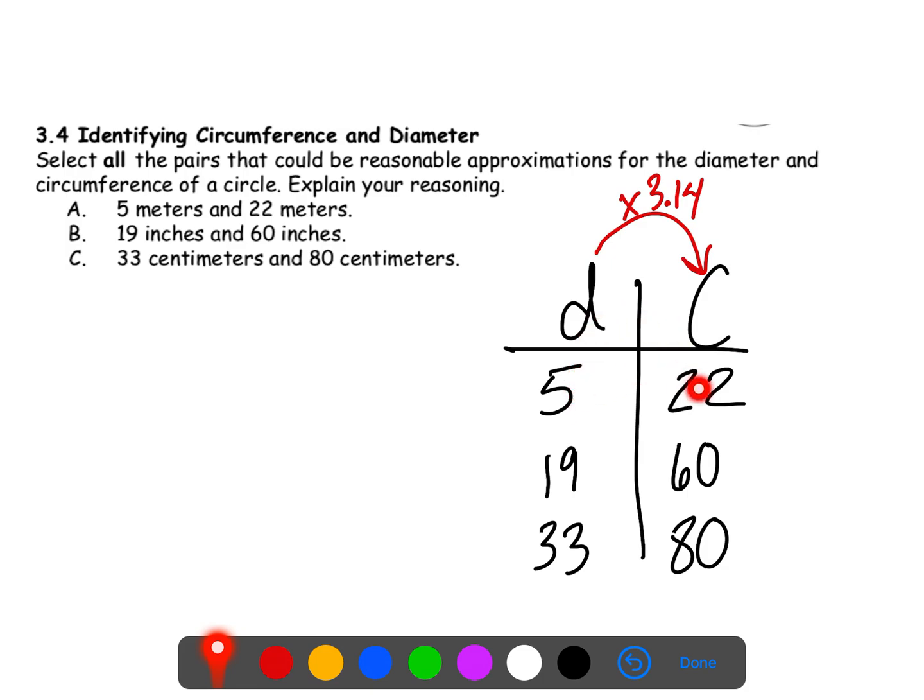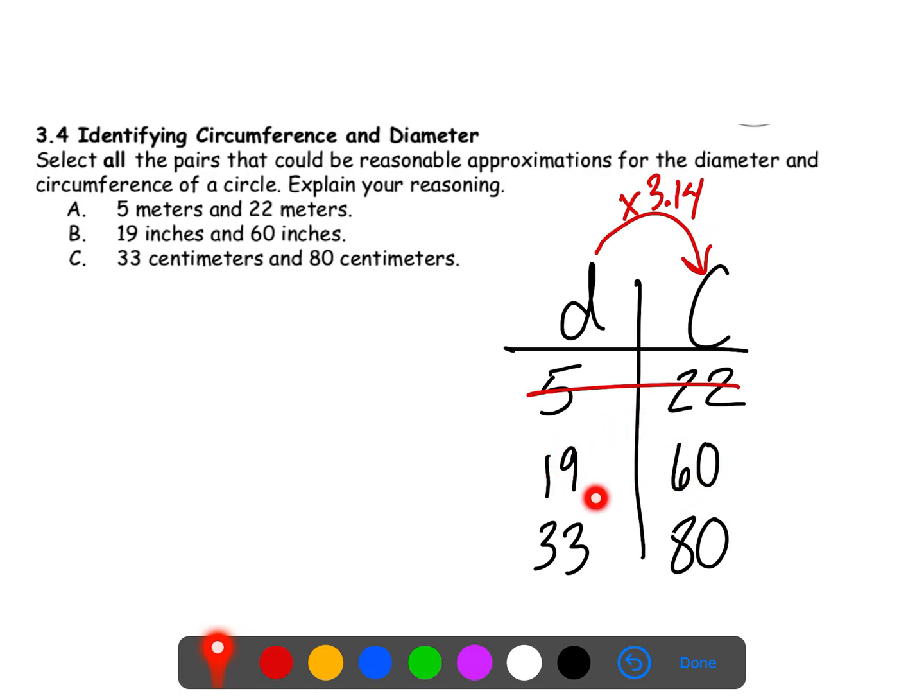Well, if we look at this first one, 5 times 4 is 20, so it's even more than 4 times. That means the circumference is too large for a diameter of 5. That would not make a circle. If we look here, 19 is about 20, and 20 times 3 is 60. That's pretty close to being 3 times greater than the diameter.